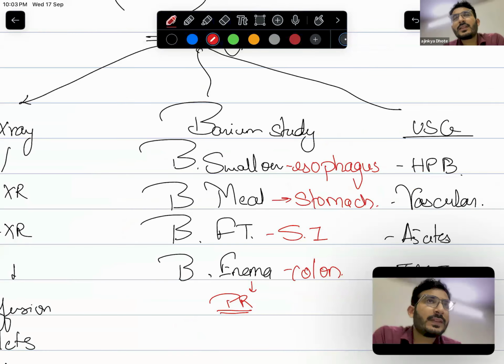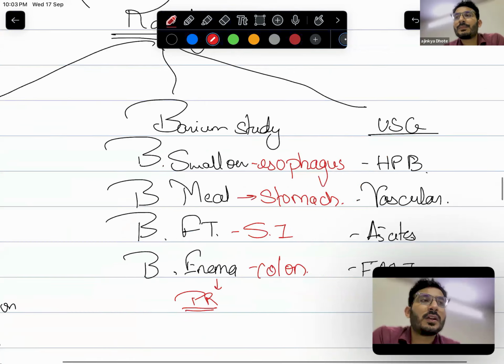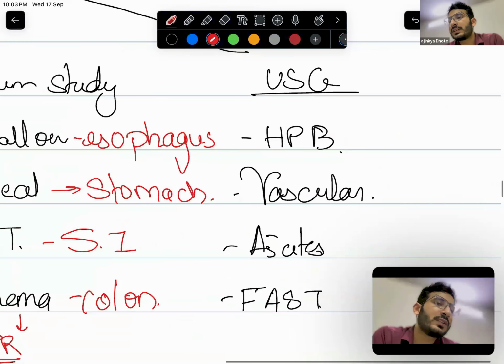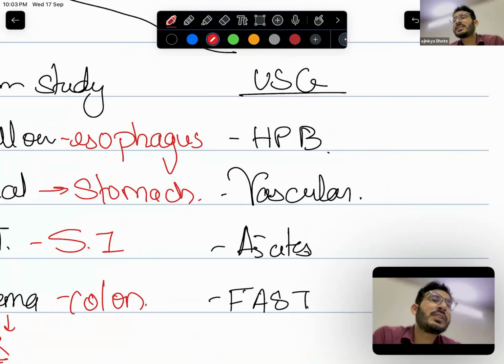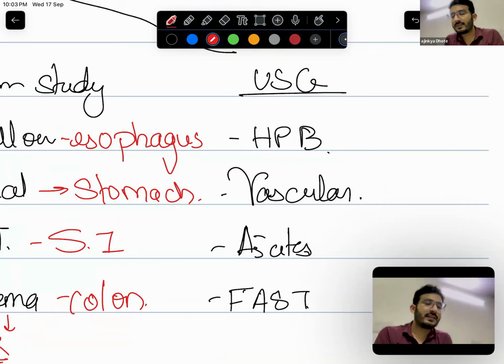Okay, so this is the gross idea. You should know when you say what investigation is done in which pathology, or which organ you are dealing with. Coming to your USG, now USG you all know what it is. It's ultrasonic waves being used to diagnose conditions. Now where all is USG good and where is CT better? This is something many of you confuse.